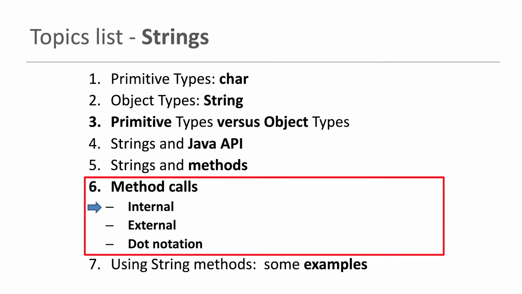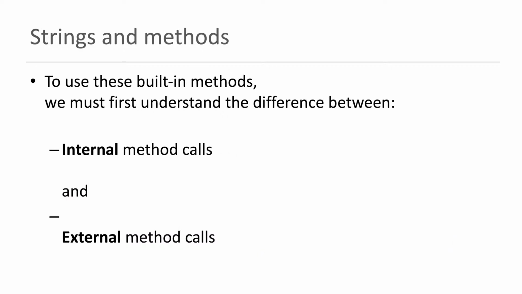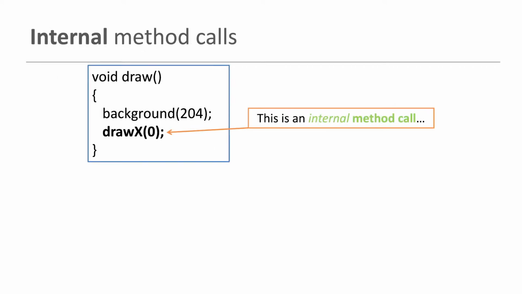So up to now, we've been doing internal method calls. We're going to take a look at external method calls. External because we're calling an external library. And that brings us to the dot notation. So let's just work our way through this. To use built-in methods, we must first understand the difference between internal method calls and external method calls.